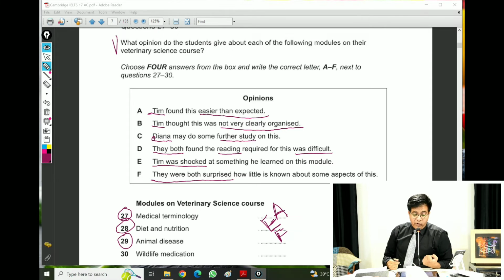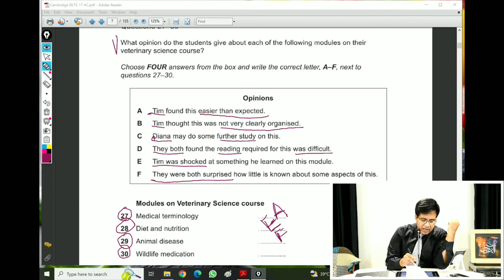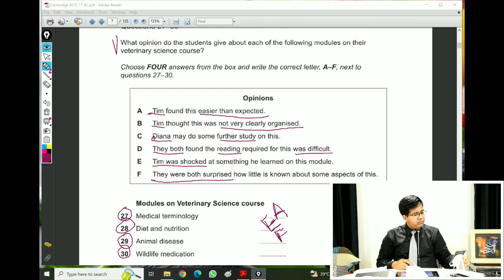It means they were both surprised how little is known. It means they don't know about it. Question number 30. Wildlife medication.